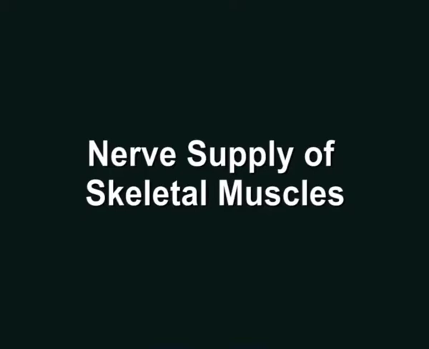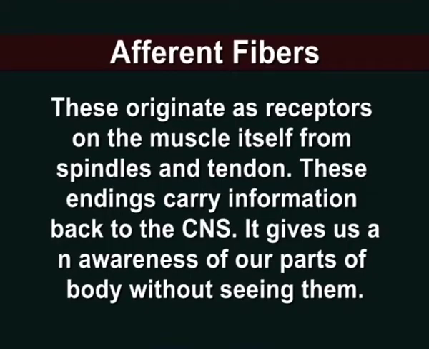Nerve supply of skeletal muscles. People say that these are supplied by motor nerves, but these actually contain mixed fibers. 3/5 are motor efferent and 2/5 are sensory afferent. Afferent fibers originate as receptors on the muscles itself from spindles and tendon. These endings carry information back to the CNS. It gives us an awareness of parts of our body even without seeing them.